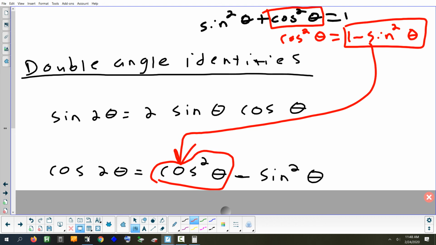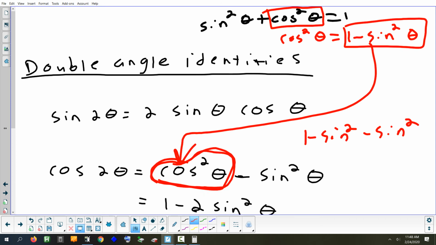Change cosine squared to 1 minus sine squared. So if you put 1 minus sine squared in the thing that I just circled, you'd have 1 minus sine squared minus sine squared. What would that simplify to? 1 minus sine squared minus another sine squared. 2 sine squared. 1 minus sine squared minus sine squared. 1 minus 2 sine squared.